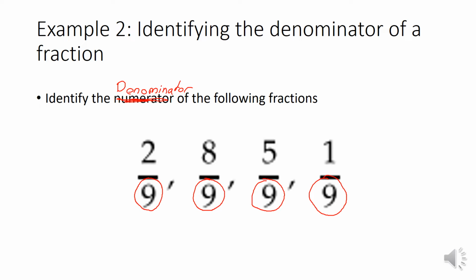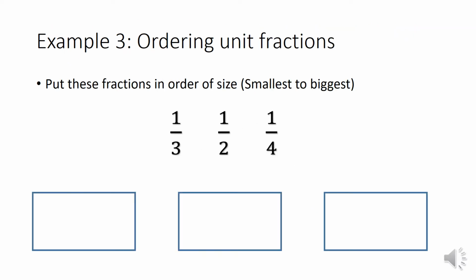Okay, assuming you've done questions 1 and 2 now, we're going to carry on to the next example of what we're doing today. Now we're looking at ordering unit fractions. I'm just going to underline unit fractions. A unit just means 1 or ones of something. So a unit fraction is when you've got ones on the top of the fraction. So that's 1/3, that's 1/2, that is 1/4. And the question is asking us to put them in order of size.